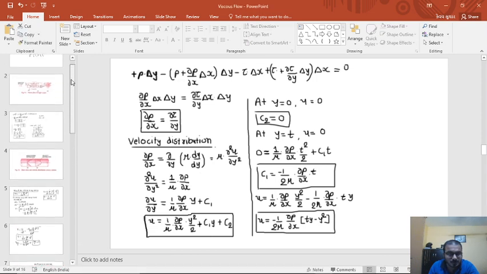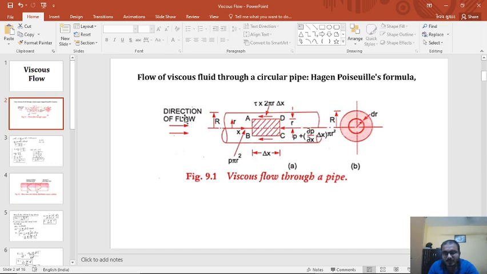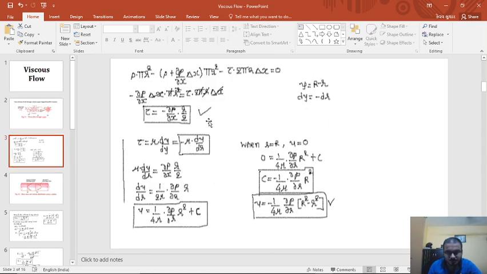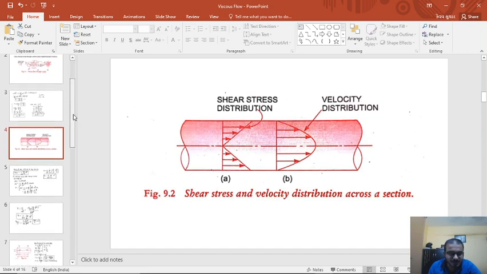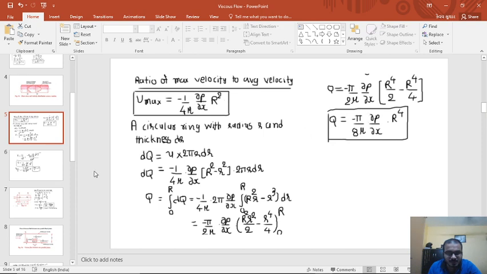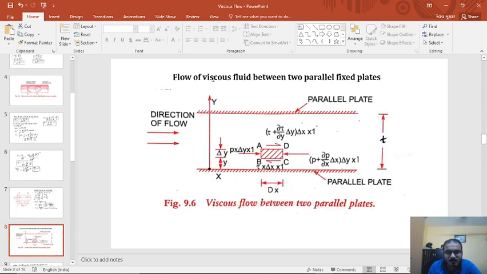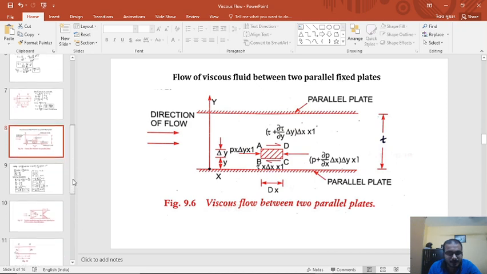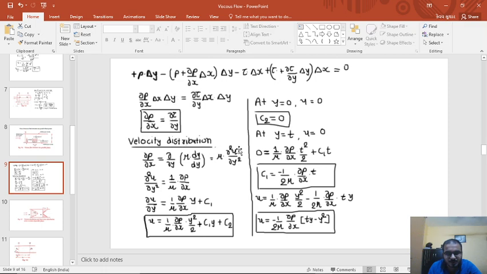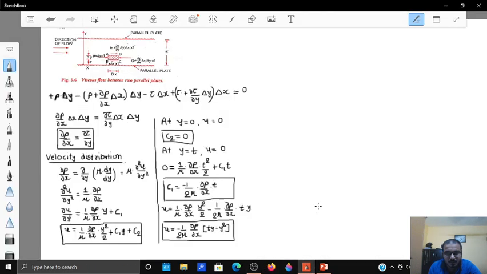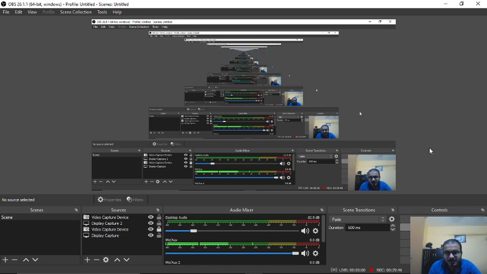So let me quickly go through what we have done till now. So we began with flow of viscous fluid through a circular pipe, that is over here. We obtained the shear stress formula and velocity formula, and based on those two formulas we understood the distributions. Then we obtained the ratio of maximum velocity to average velocity, that is u max upon u bar equals 2. Then we obtained the Hagen-Poiseuille's formula, that is drop of pressure for a given length. Then we studied about flow of viscous fluid between two parallel plates. Here we obtained the formula for velocity distribution. So that is the end of today's lecture.